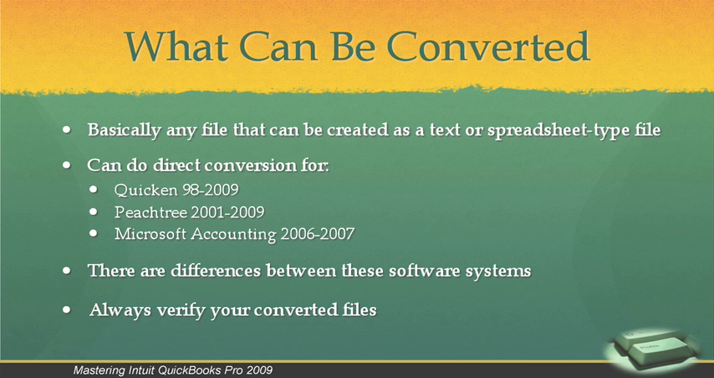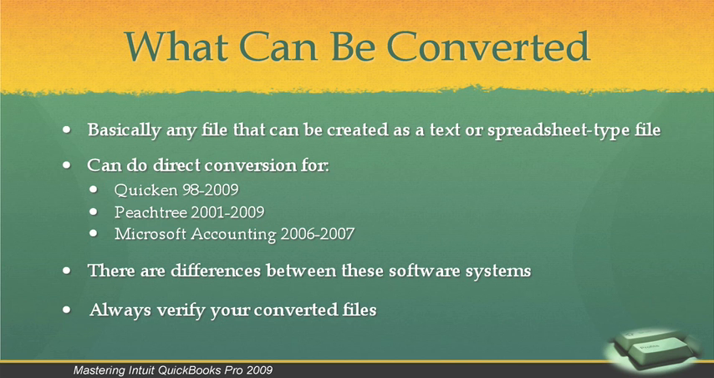So when you're talking about using other forms of software, basically Quicken 98 through 2009, Peachtree 2001 to 2009, and Microsoft Accounting, which could also be Microsoft Small Business Accounting before they changed the name, 2006, 2007, those can all be directly converted using a conversion tool. Or Quicken doesn't actually need the conversion tool because it's made by Intuit, so it kind of talks and works well with QuickBooks. There are differences between these software programs, so you're going to have to get familiar with them, do a little bit of reading, which is all available on the website, to figure out exactly what's going to carry over and what's not.